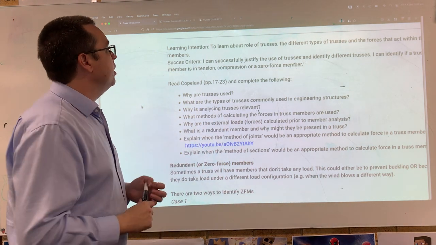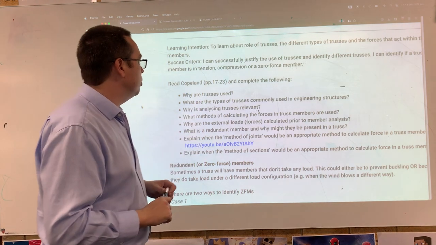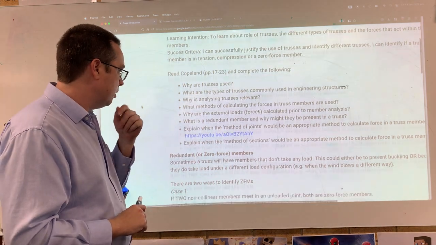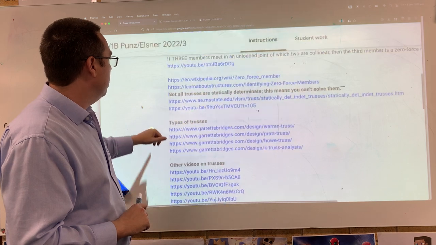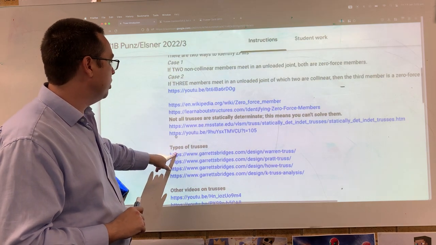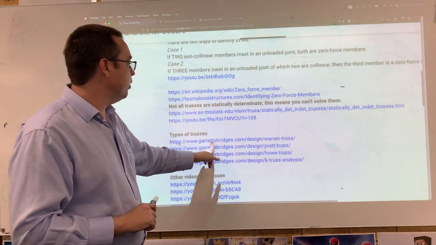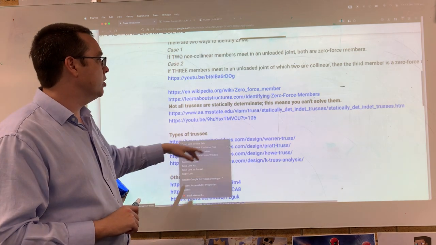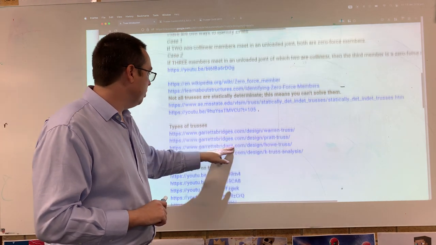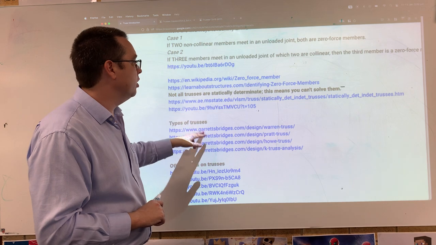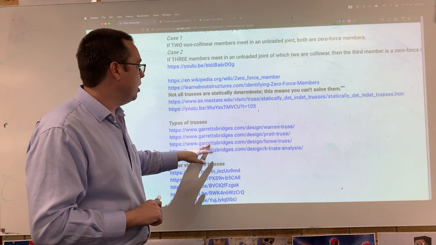Okay. What are the different types of trusses commonly used? So we're gonna go down. Types of trusses. Okay, so if we go to Garrett's Bridges, we already talked about Warren Trusses, we can skip that. Warren Truss was an Australian politician. I don't know if he's around, he's certainly not active. But can we just open in a new tab, these three?